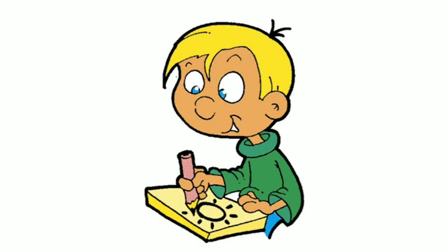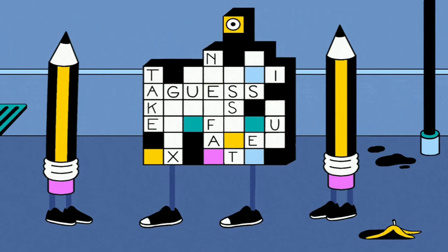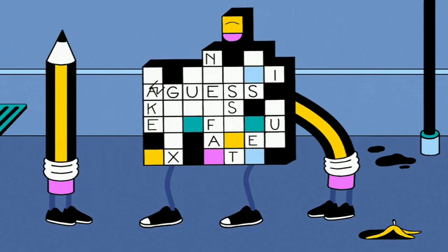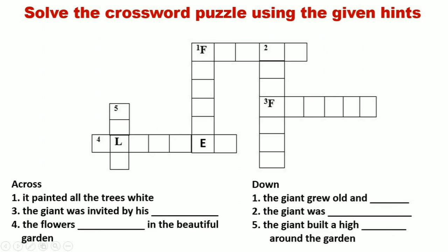Children, let's now do an activity. Can you look at the picture and guess what activity we are going to do today? Yes, we are going to solve a crossword puzzle. So let's start. It says, solve the crossword puzzle using the given hints. Now you are given a crossword puzzle and hints under it. Now you have to read the hints and solve this puzzle. So let's start solving across first.